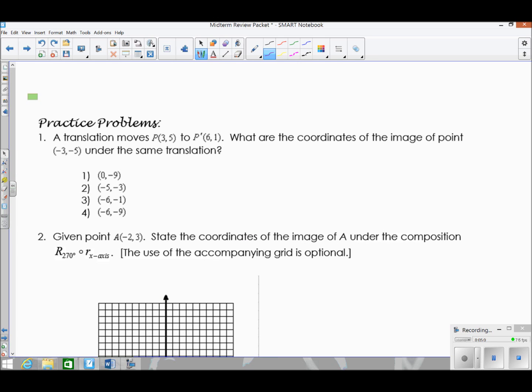So for this first example, we have a translation, and it's moving P to P prime. So it's sliding this point P from 3, 5 onto 6, 1.